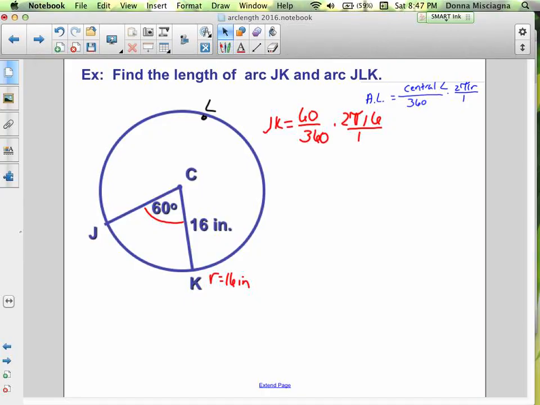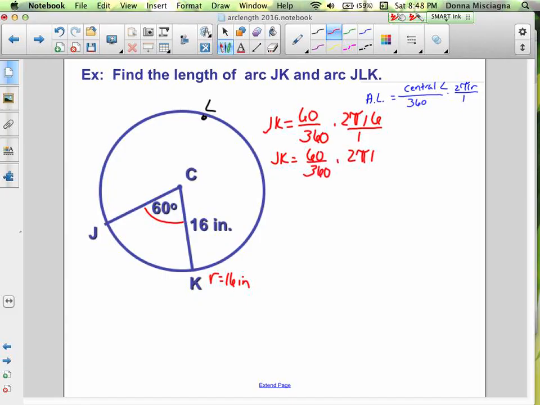All right, so let's see. I see the zeros. I can cancel those out. Wait, sorry, I want to write it again so I have the original saved. So JK equals 60 divided by 360 times 2 times pi times 16. So we can cancel out the zeros. Oh, look at that, we got 6 and 36. They're both divisible by 6. 6 divided by 6 is 1. 36 divided by 6 is 6.